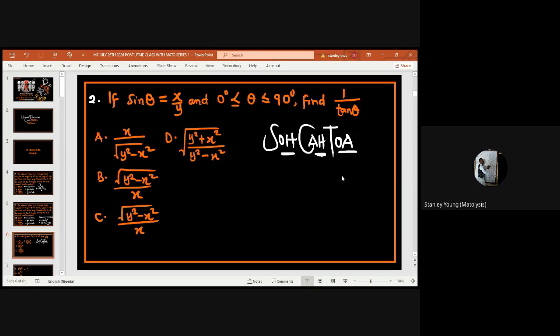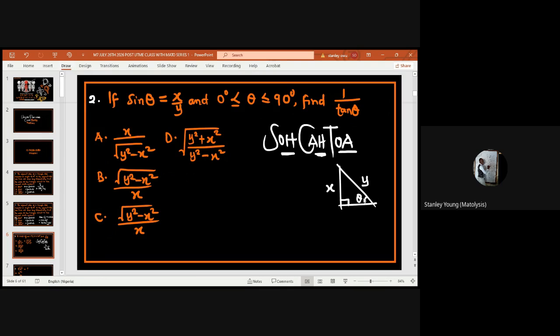So what do you do in this case? You simply quickly draw a right angle triangle. Since this is sine, which is x over y, that should imply opposite over hypotenuse. Since x is on top, that's the opposite. y is below, that's the hypotenuse. Hypotenuse is the longest side of the triangle, so we have this as y. Then if I label this angle theta, the side facing it is going to be x. What do you do there?